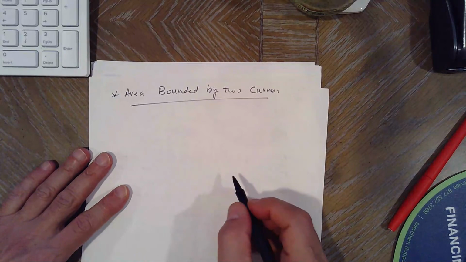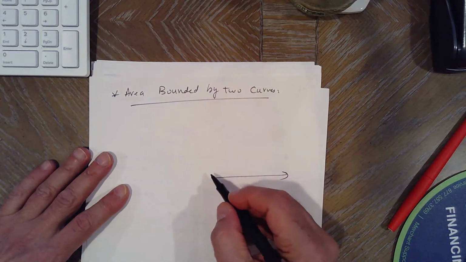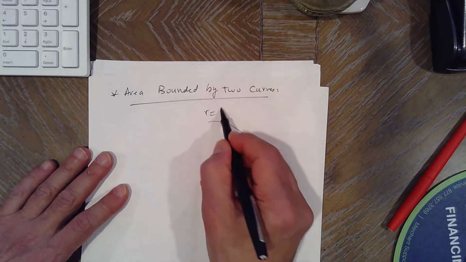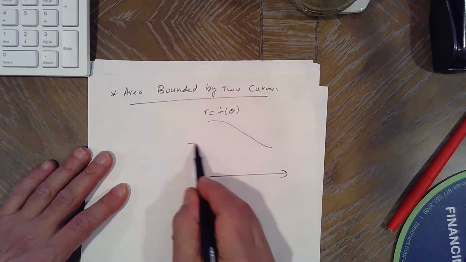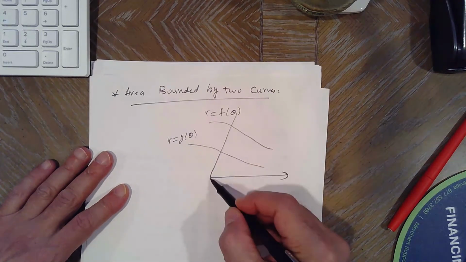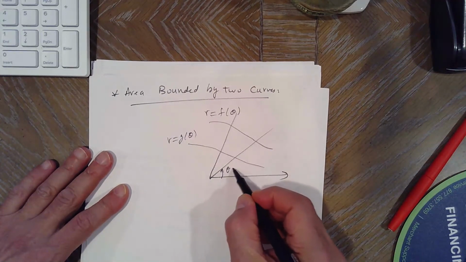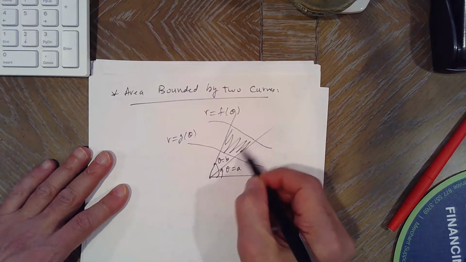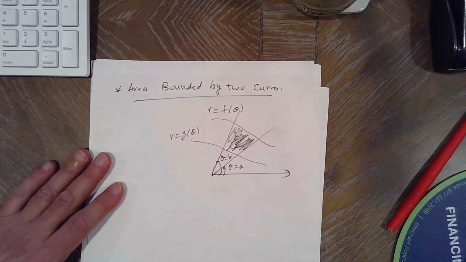So if you have r equals f of theta, and r equals g of theta, these are two curves between theta equals a and theta equals b. So we want this area between the two curves.